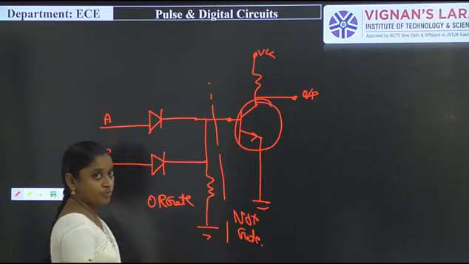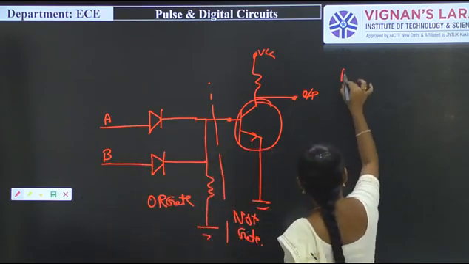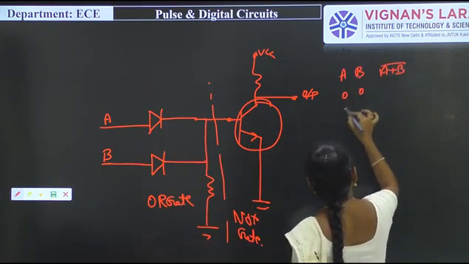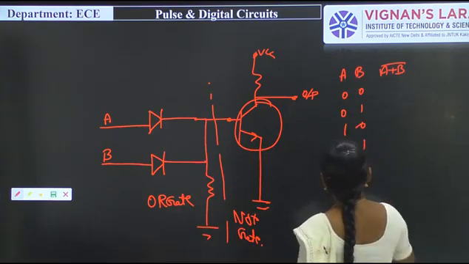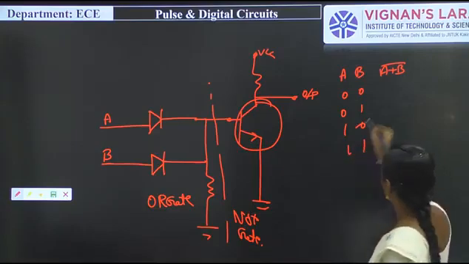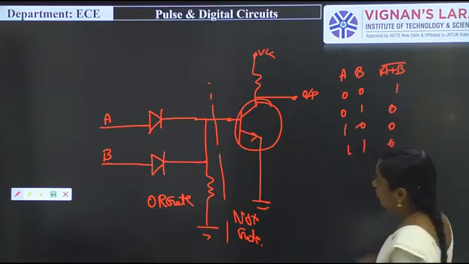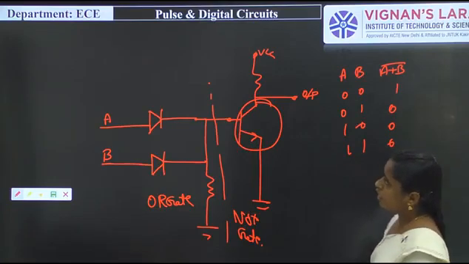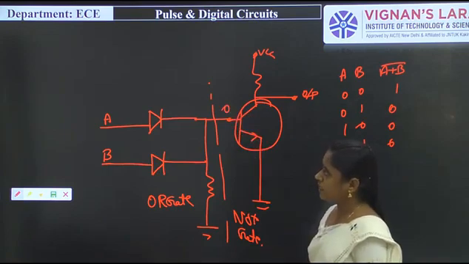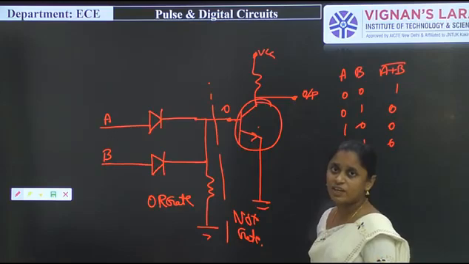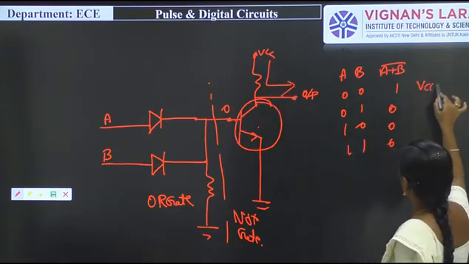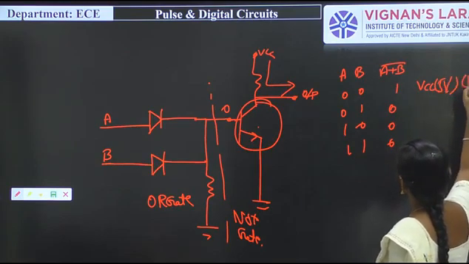So what is the operation of the NOR gate? That is A, B, A plus B bar: 0 0, 0 1, 1 0, 1 1. When both the inputs are 0, 0, the output will be 1; the remaining times the output will be 0. When both the inputs are 0, 0, the OR gate output will be 0. So this 0 volts is applied to the transistor. Obviously transistor Q1 is in off condition. That's why we get this VCC signal as my output, that is VCC equal to 5 volts, logic 1.